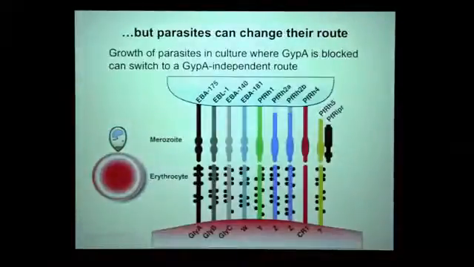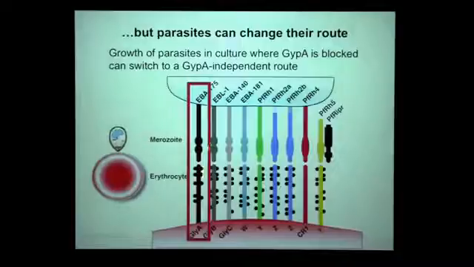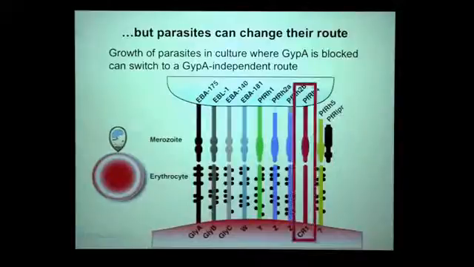So, for example, a parasite might choose to invade via this glycophorin A dominant route, glycophorin A being one of the dominant receptors on the red blood cell surface. But if you select for parasites in the presence of an inhibitor of glycophorin A, or you cleave off glycophorin A, the parasite just changes into one that can invade independent of glycophorin A and actually invade via complement receptor 1, a different interaction.